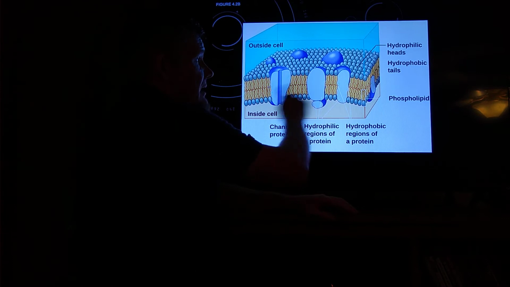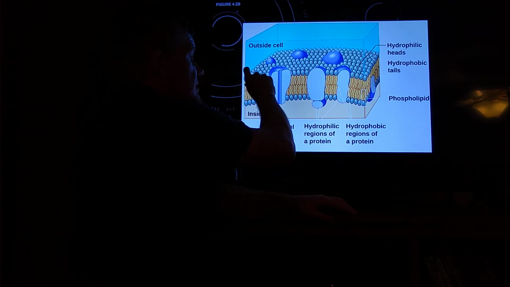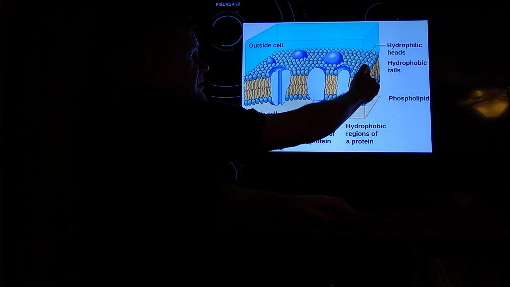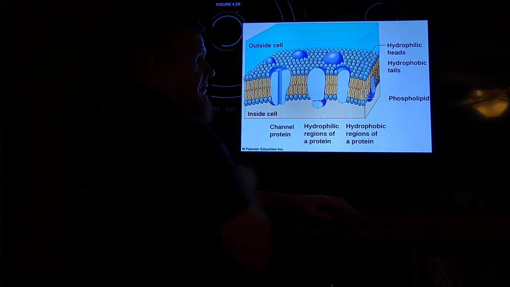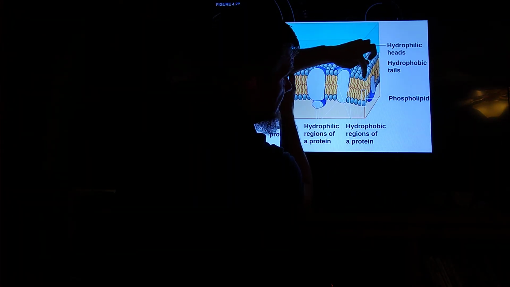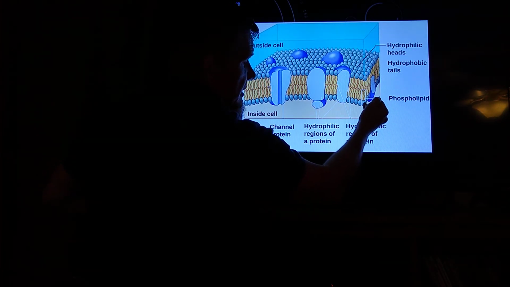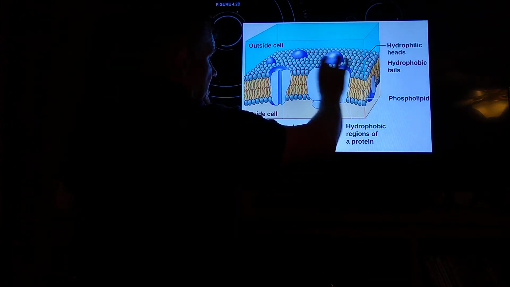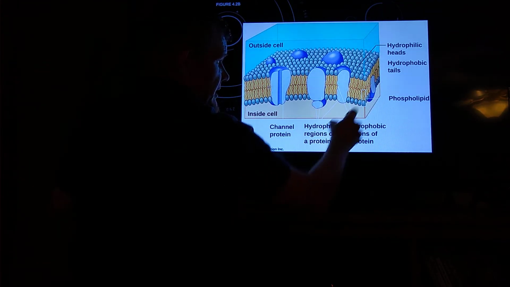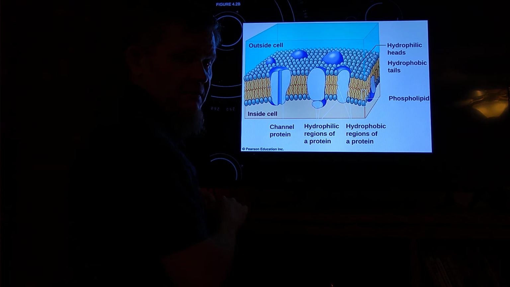Here's that bilayer that we talked about, the two layers. Here's the top layer of phospholipids. Here's the bottom layer of phospholipids. One of these little balloons with two little squiggly tails coming down, that's one phospholipid. There's two layers of them. There's the top layer and the bottom layer, a bilayer of phospholipids.